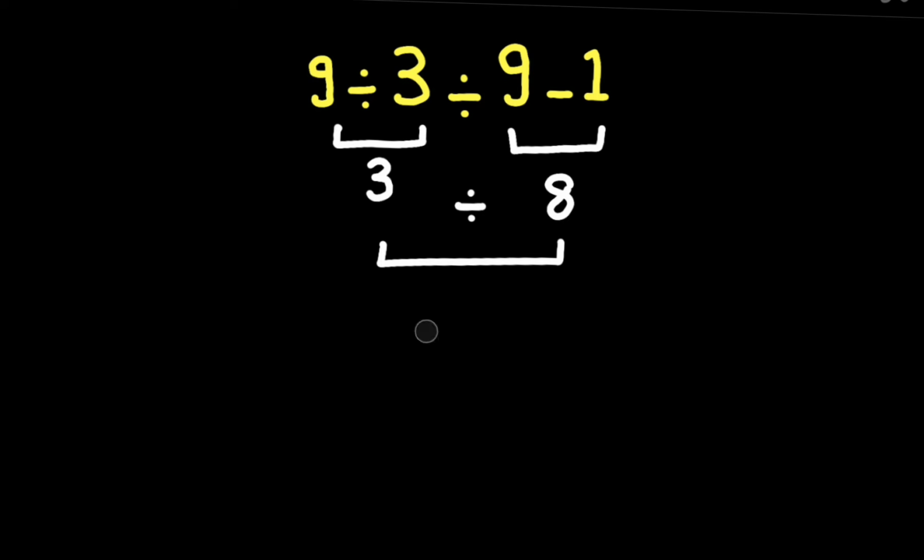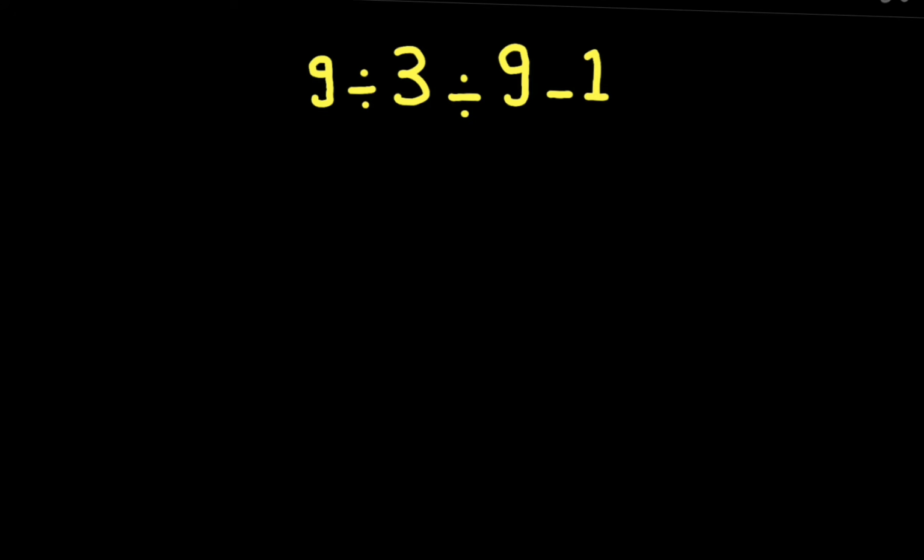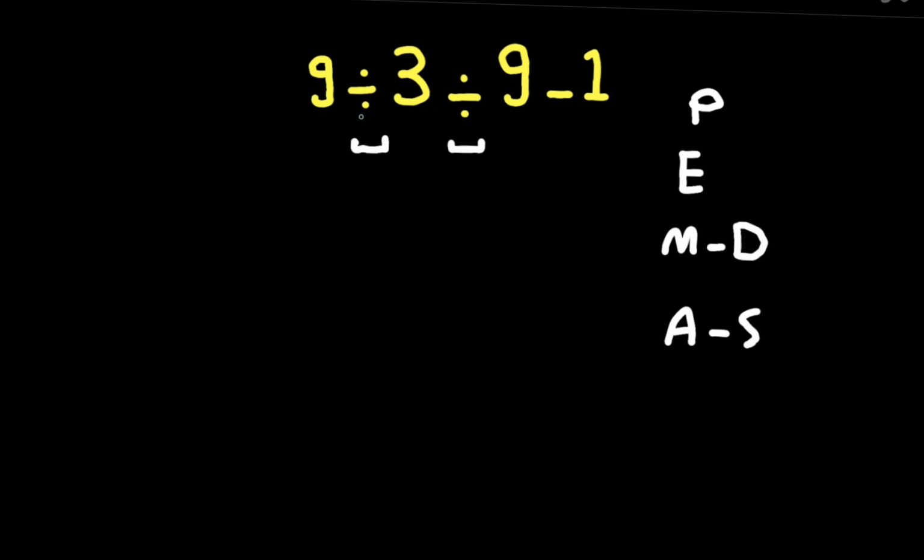According to the rules of mathematics, PEMDAS, we have to solve this math expression in this way: first parentheses, then exponents, then multiplication or division, and then addition or subtraction. According to this rule, we have two divisions here that we have to solve first. And as we know, division has higher priority than subtraction. So we have to solve from left to right.